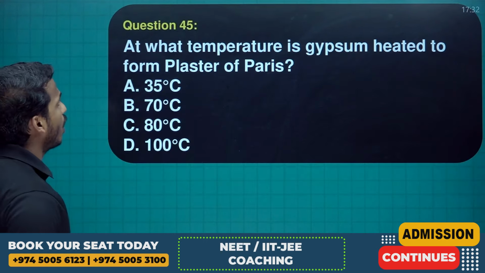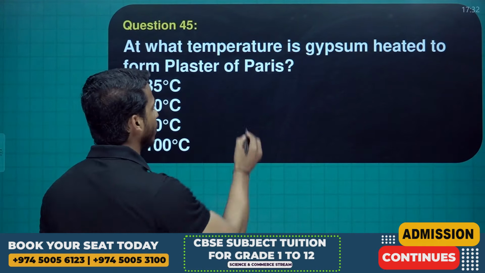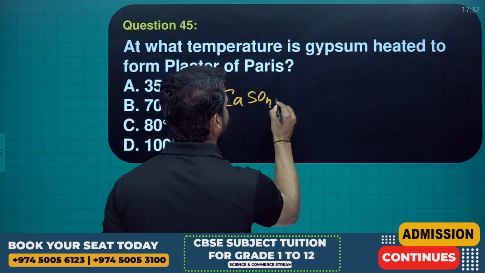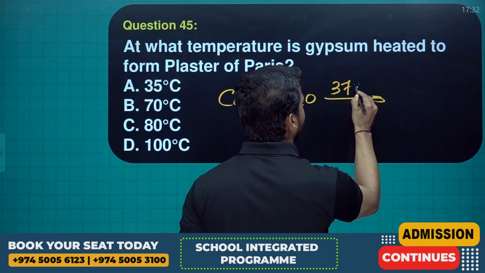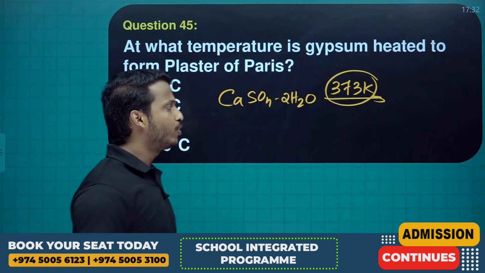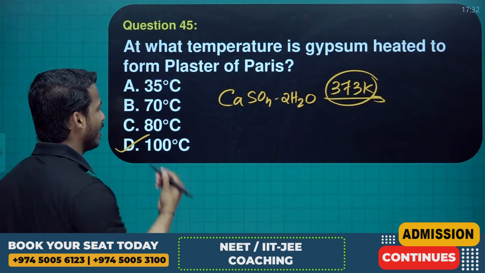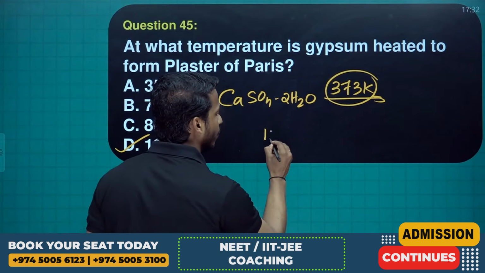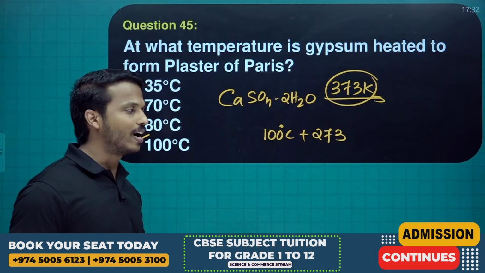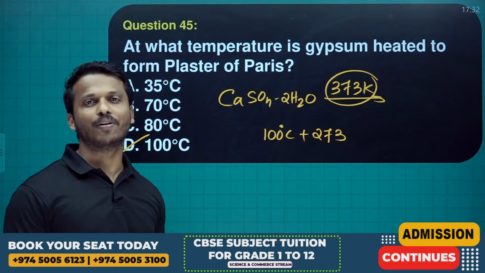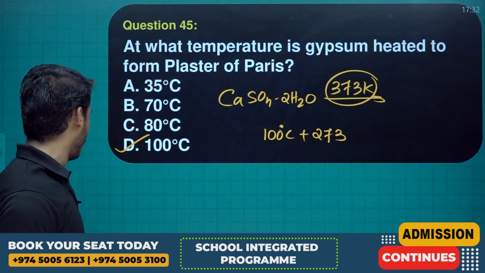Simple question. At what temperature is gypsum heated to form plaster of Paris? We studied this reaction. Calcium sulfate 2H2O is gypsum when it is heated at 373 Kelvin. Have you seen 373 Kelvin here? No, it is given in degrees, right? What is that? 100 degrees Celsius. You know how to convert degrees Celsius into Kelvin? Add 273. 100 plus 273 is 373 Kelvin. So 373 Kelvin or 100 degrees Celsius, both are okay.